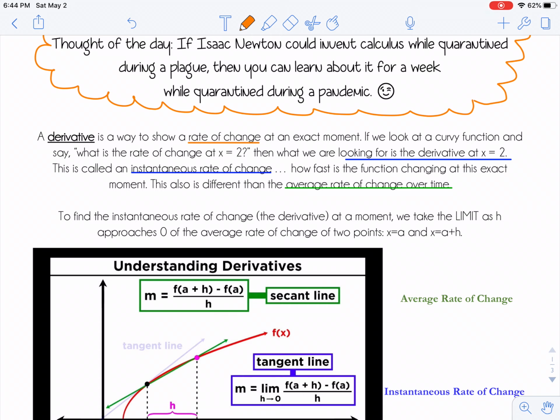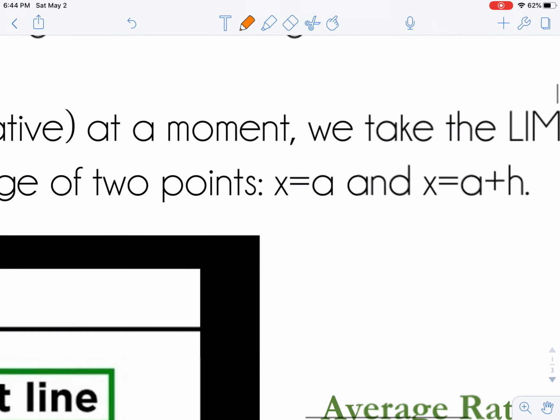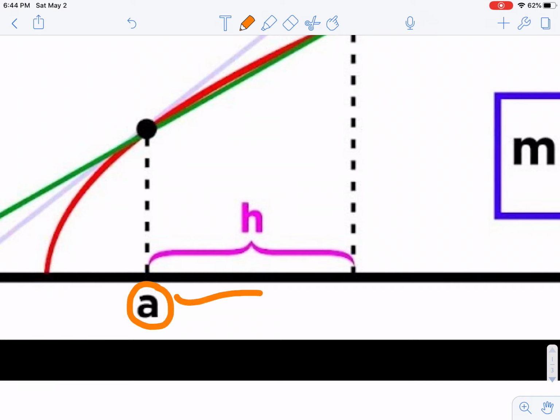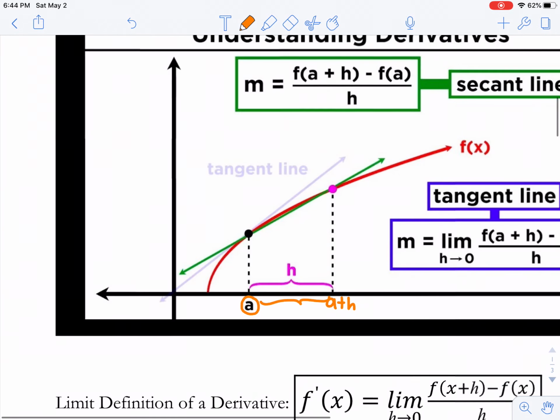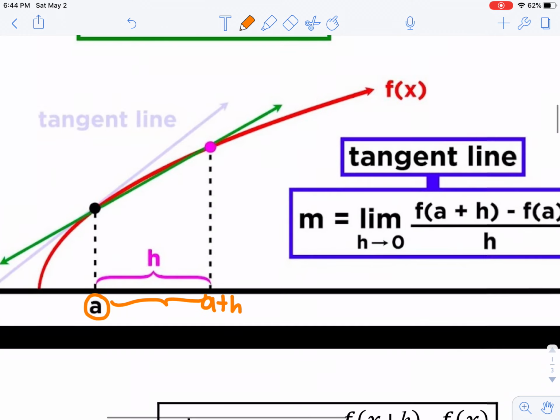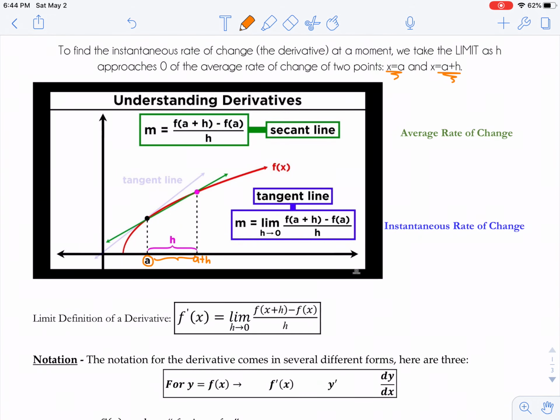Anyway, to find that instantaneous rate of change, we take the limit as h approaches 0 of the average rate of change from 2 points, x equals a and x equals a plus h. So take the first point a and go a little bit past it, maybe h units, and that gives me my second point, a plus h. The average rate of change between these, if we take the limit as h goes down to 0, gives us our instantaneous rate of change. That might sound confusing, and you don't have to memorize all of that, but you do need to know that a derivative is an instantaneous rate of change.